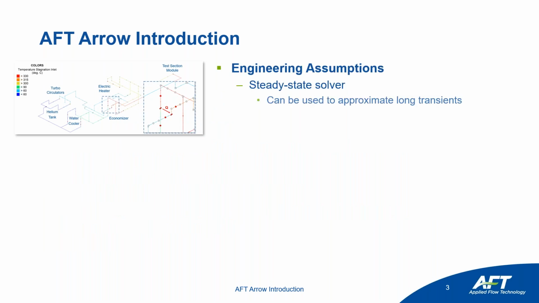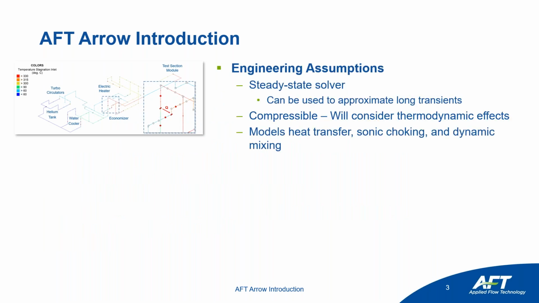So AFT Arrow is a software designed for modeling piping and ducting systems, and it's designed for compressible flow. So whether that be a gas stream or steam or a vapor, it's going to consider those compressibility effects. In short, what that means is that your density is no longer fixed. Your density can change with pressure or with temperature. Obviously, that's going to impact your velocity and your pressure losses, and all of these factors are going to contribute to your ultimate flow solution.